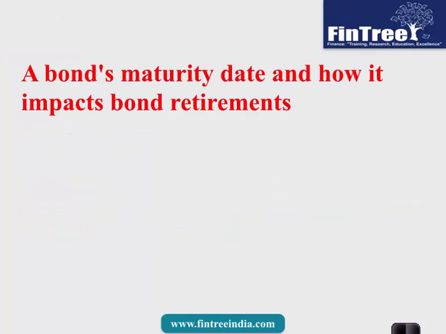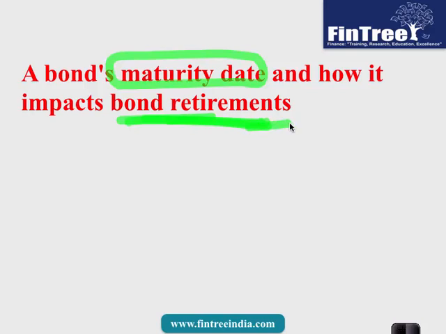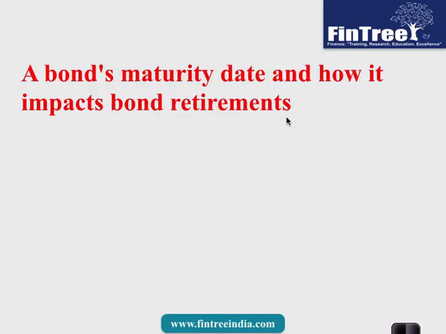Next learning outcome: what is the maturity date and how does it impact retirement? So maturity date is the date on which the bond matures and the face value gets repaid to the bondholder. And how does it affect retirement? So retirement will never be after the maturity date. Retirement would either be on the maturity date or it would be before the maturity date. So that's what the learning outcome has.